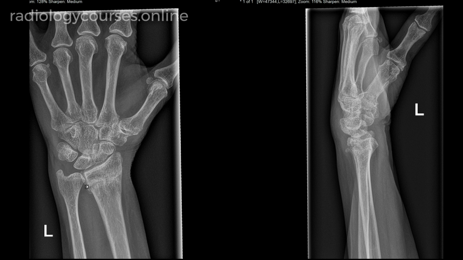There is sclerosis on both sides of the fracture line with some callus formation on the ulnar aspect. There is no displacement or angulation. Features are hence consistent with an old fracture.